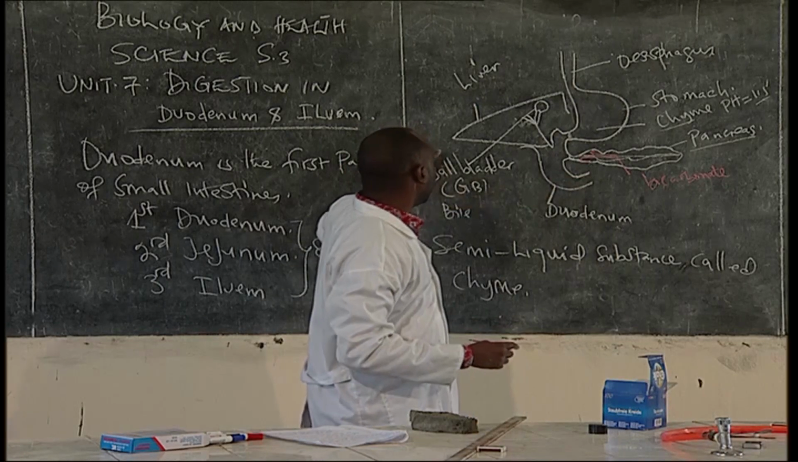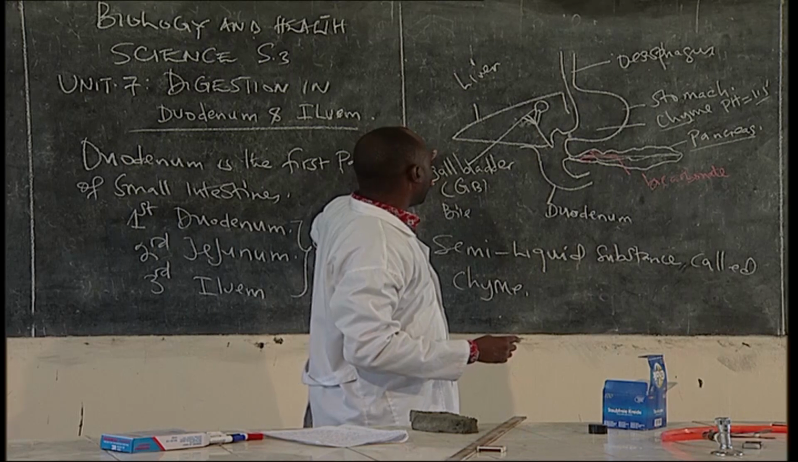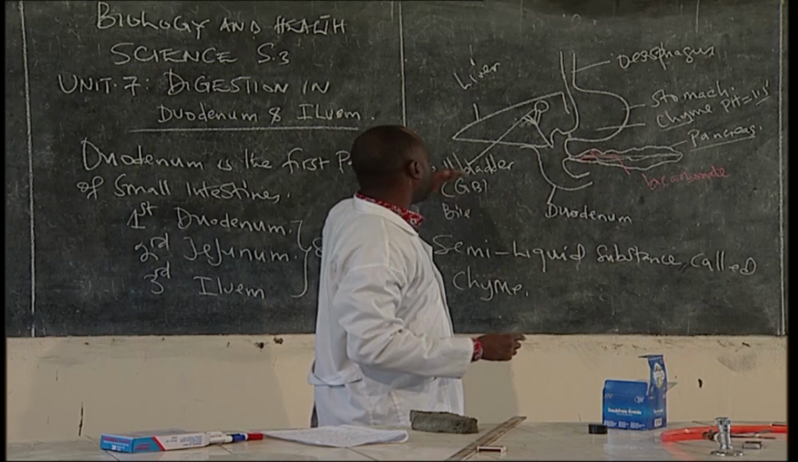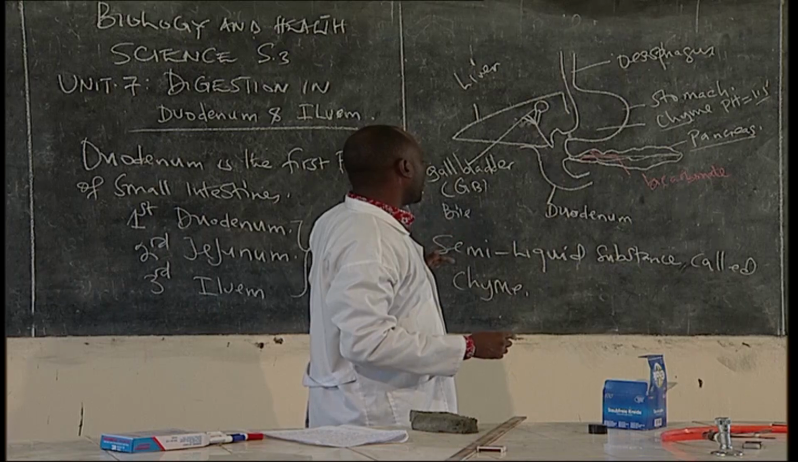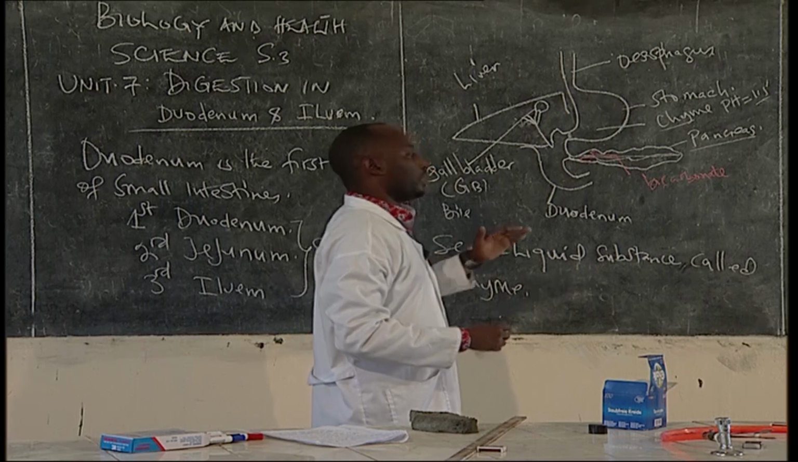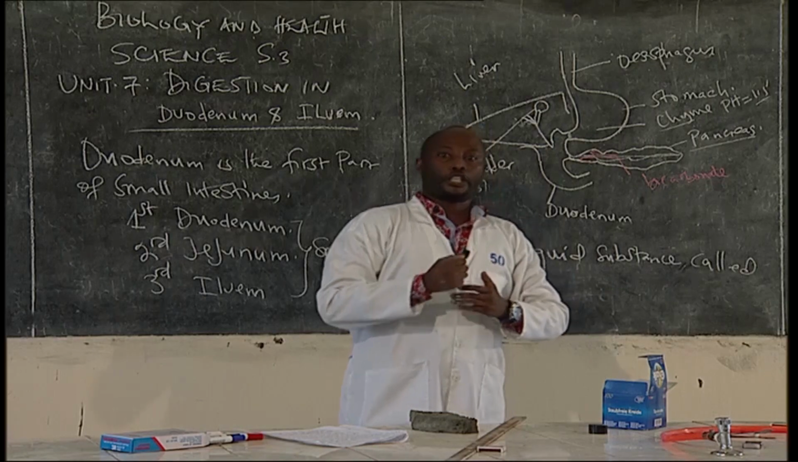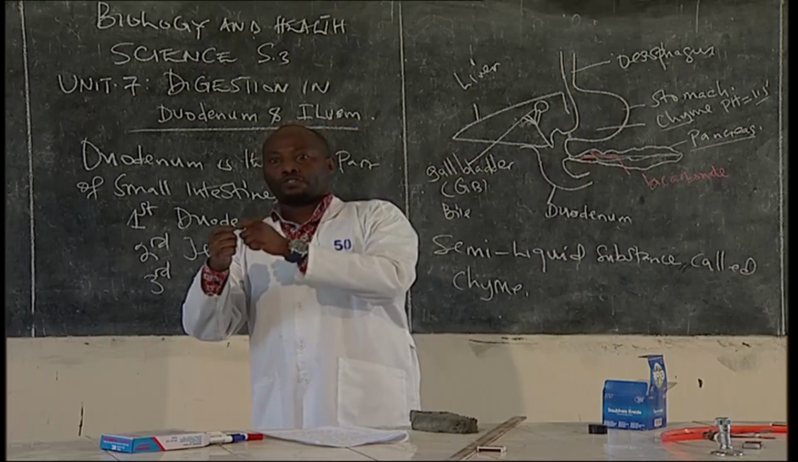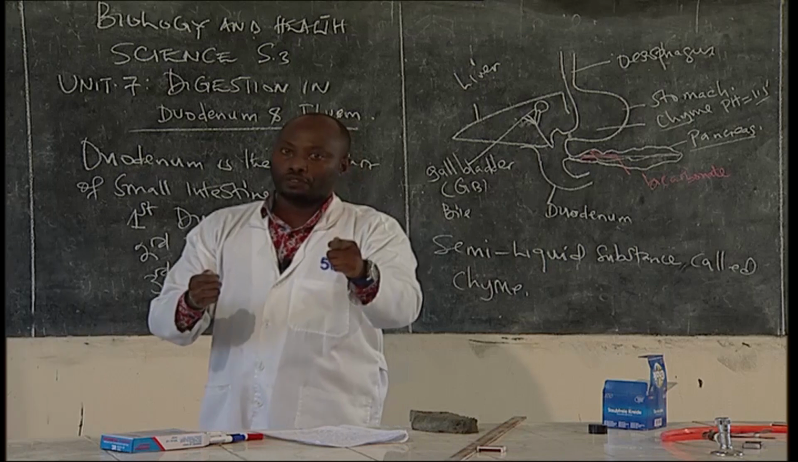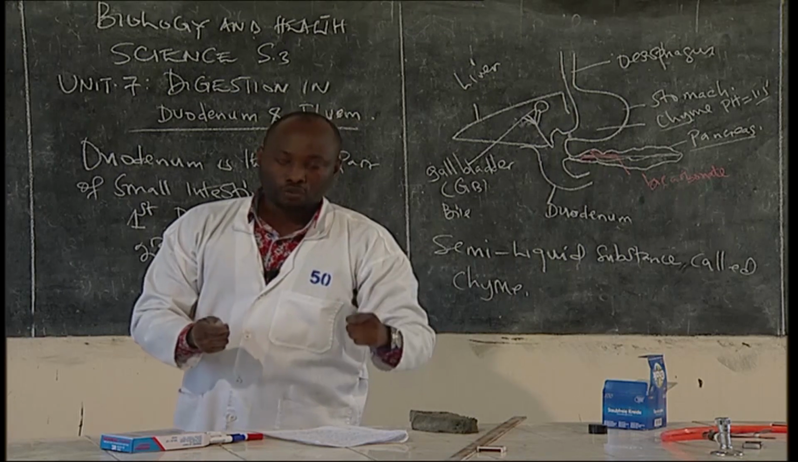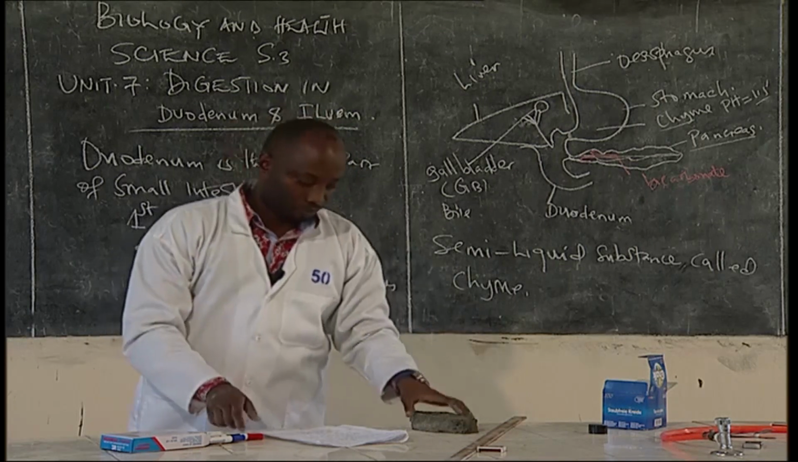And we also talked about the gallbladder. The gallbladder produces what you call bile, and bile is very important for the function of emulsification. If I say emulsification, that is breaking large droplets of fats into smaller droplets of fats so that they can be dissolved in water.